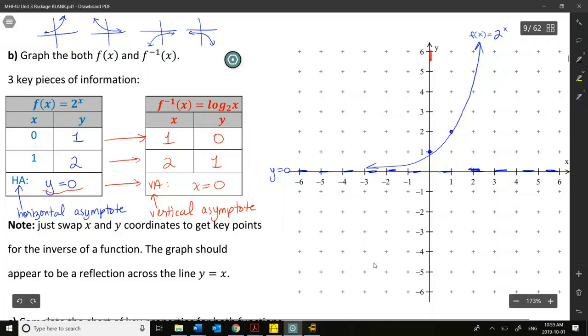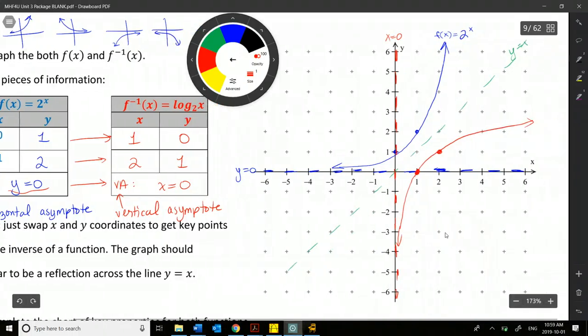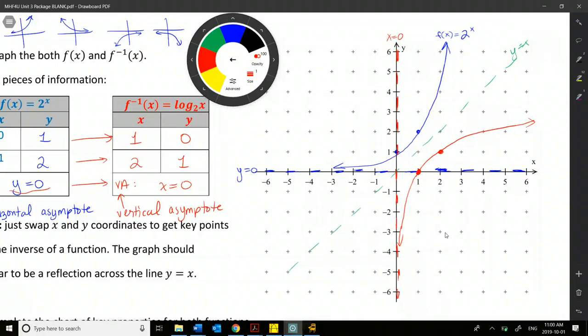Okay, so let's graph it out and see what it looks like. So this is now a vertical asymptote at x equals 0. And we have a point at (1, 0) and (2, 1). And if I've done it correctly, it should kind of look like it is folded over this diagonal line y equals x. Okay, so there's the line of reflection there. So if you can imagine, our graph will kind of look like this. Okay, and then you can label that as f inverse of x.